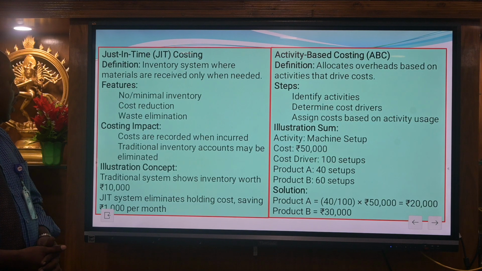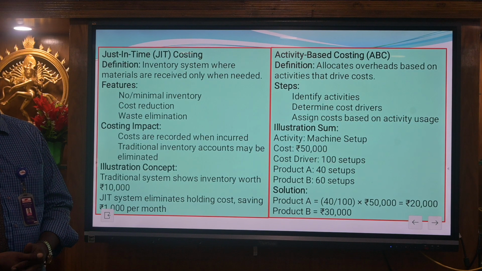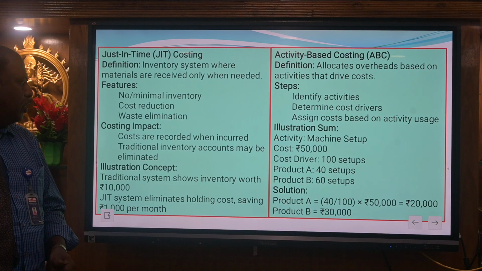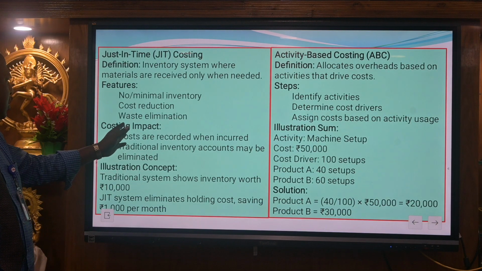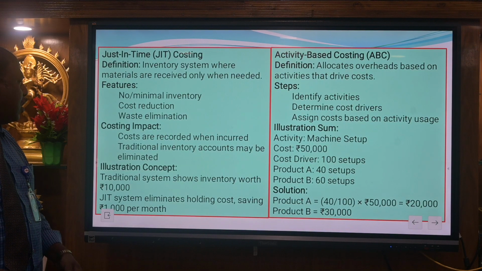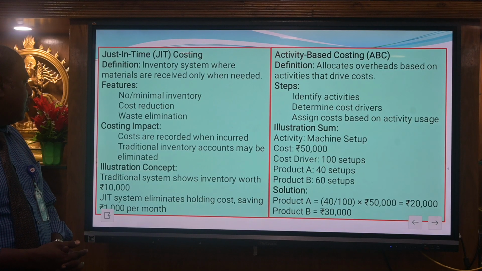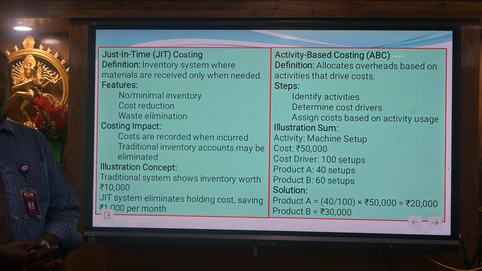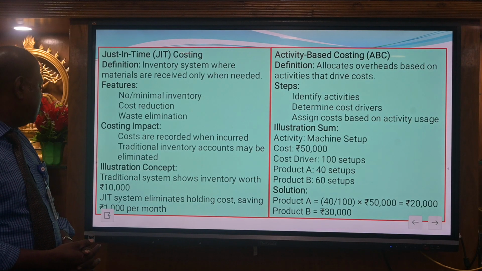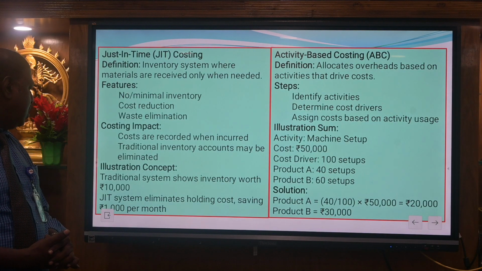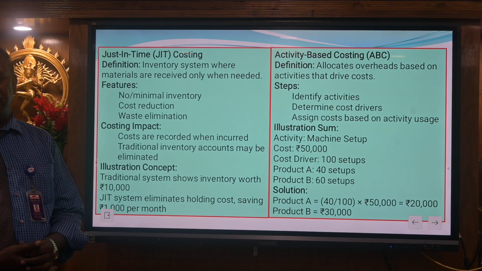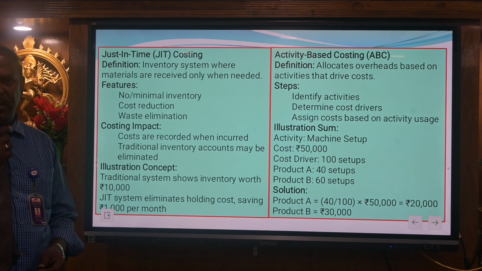At the same time, there is waste elimination. If you do not purchase unnecessarily, you can reduce waste. The main impact is that costs are recorded when incurred, and traditional inventory accounts may be eliminated. You are not required to maintain those types of accounts. When you adopt just-in-time costing, when we need, we purchase it. Otherwise, there is no need to purchase any material or engage any labor.